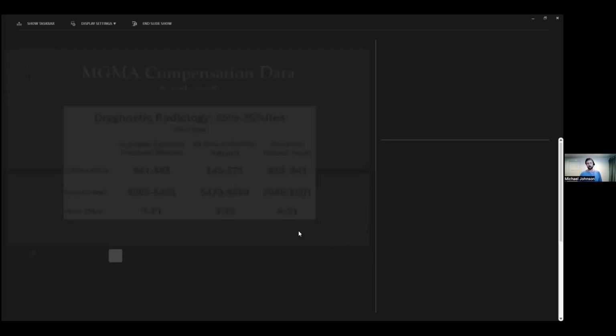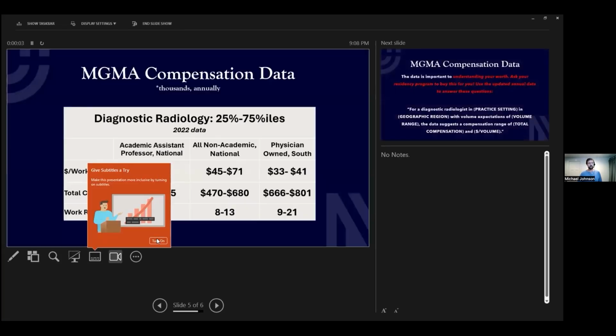I wanted to show how there's basically 3 main practice settings. You need to know what academics is paying, what hospital-based employment is paying, and then also what physician-owned private practices are paying.